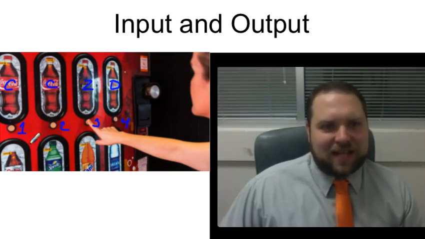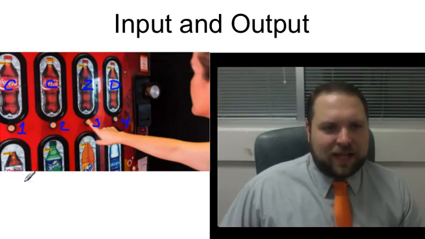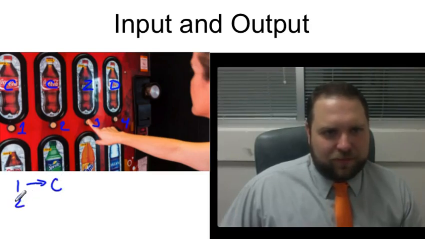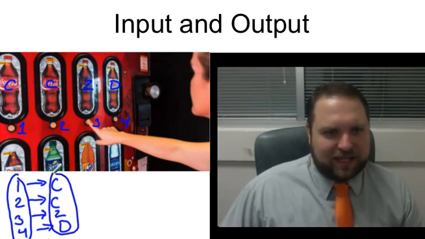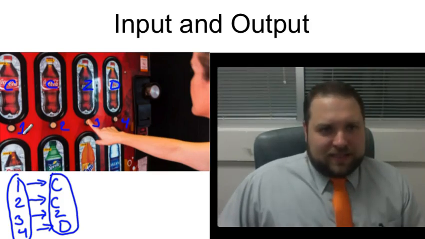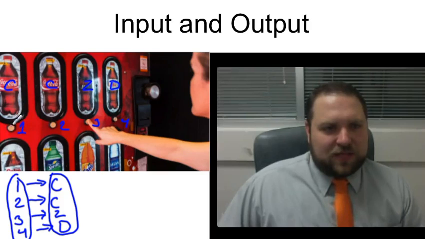But what I can do now is actually set up a relationship between this, just like we saw before. And I'm going to do this as sort of a mapping type of thing, that if I press button number 1, I get a Coke. Button number 2, I get a Coke. Button number 3, I get a Coke Zero. And button number 4, I get a Diet Coke. And you can see that what I've set up here is pretty much a mapping. There's not much difference between that and the mapping that we looked at before. And so I've built now the relationship between these buttons and what comes out of the vending machine.